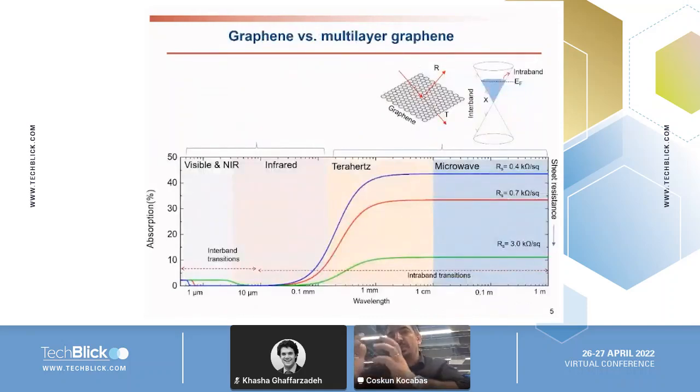So if we look at the absorption of single-layer graphene, we know that graphene absorbs all over the electromagnetic spectrum because of this unique band structure. And in the microwave and terahertz region, single-layer graphene can absorb up to 50%. And graphene behaves like a tunable metal, and by changing the resistance of graphene, we can change absorption and reflectivity by just controlling the sheet resistance of graphene.